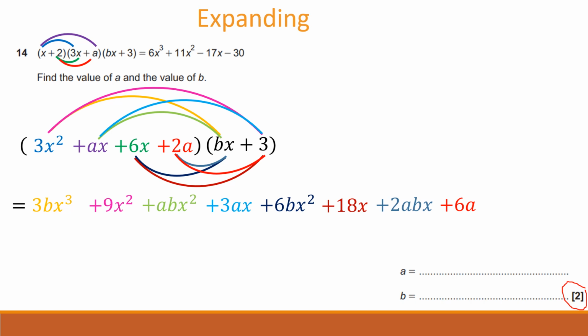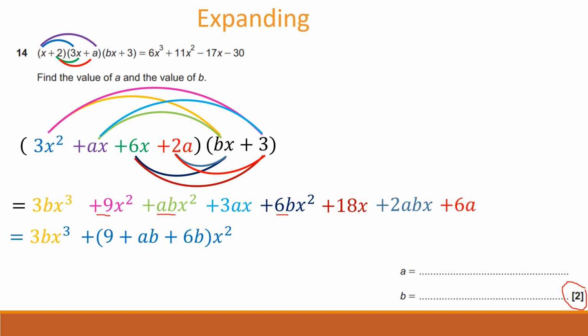Now the next step is to collect the like terms. Now there is only one term with x cubed in, so the first term is nice and easy. It is just 3bx cubed. We're then going to look for the x squared terms, and I'm going to look for the coefficients, which are the numbers in front of the x squared term. So I've got a 9, I've got an ab, and I've got a plus 6b. So I could take a factor of x squared out. That leaves in the bracket 9 plus ab plus 6b for my x squared term.